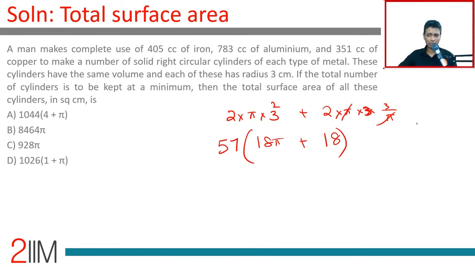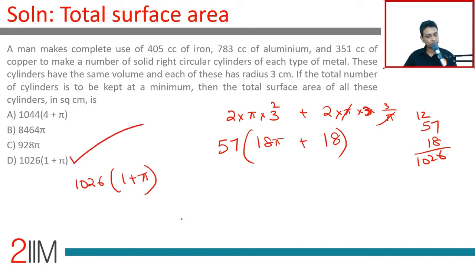So 57 into 18 times pi plus 1. 18 sevens are 126, 6, 12. 18 fives are 90, 90 plus 12 is 102. It's 1026 times 1 plus pi square centimeters. We've got this answer. HCF and then some poking around with simple mensuration formulae.